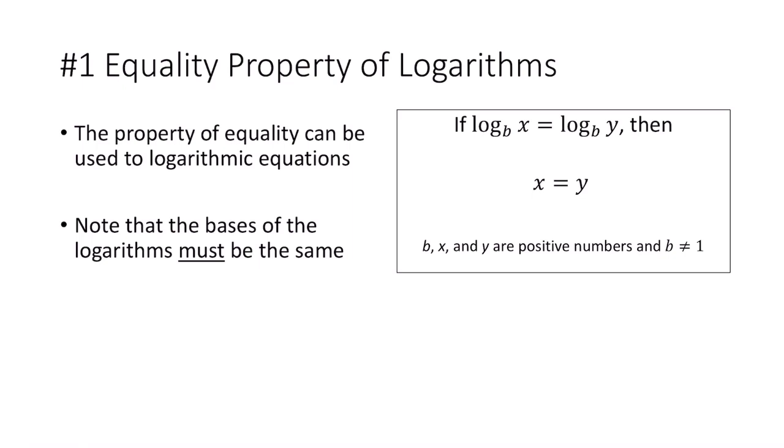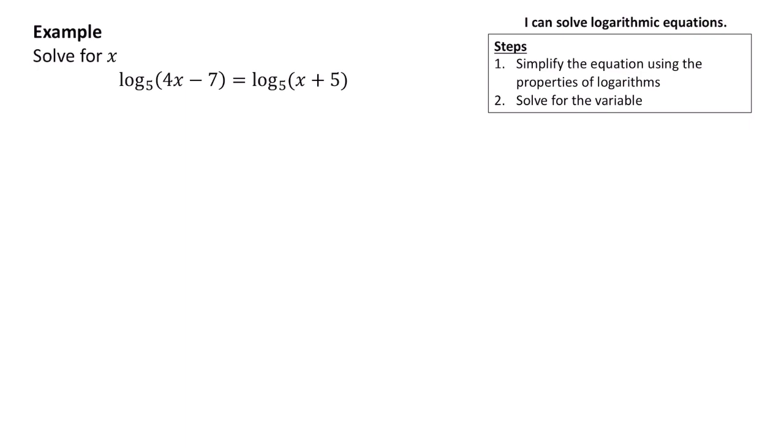First, let's talk about this property, which is called the equality property of logarithms. It tells us that if we have two logs with the same base that are equal to each other, so if log base b of x equals log base b of y, that means that x equals y. That helps us solve equations like this. Say we have log base 5 of 4x minus 7 equals log base 5 of x plus 5.